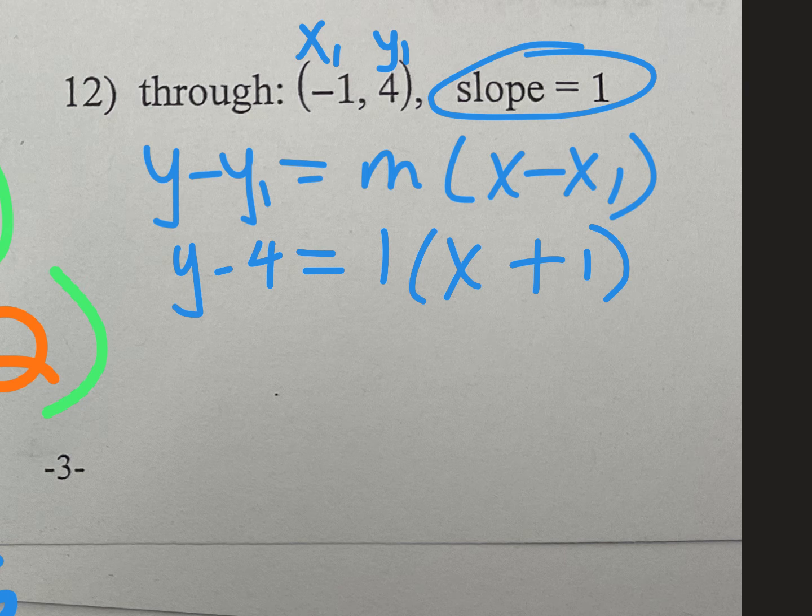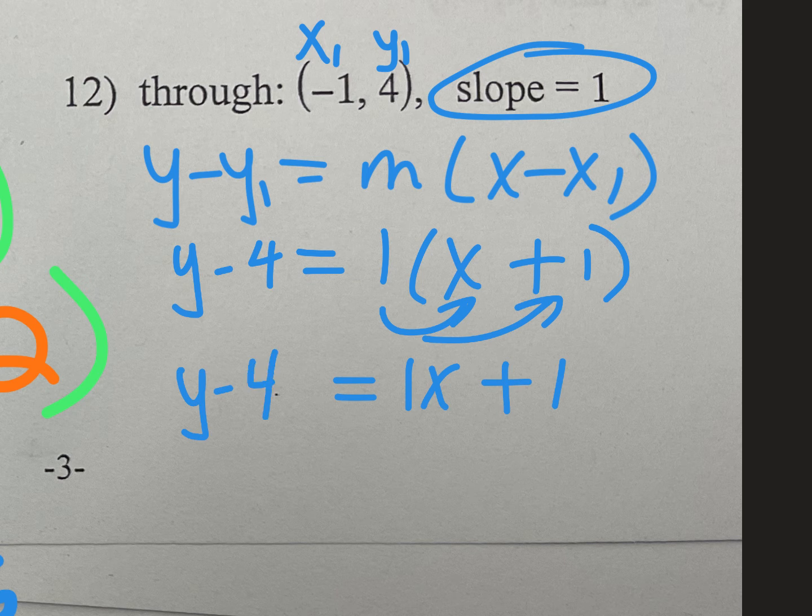So when you distribute to switch it over to slope-intercept form, 1 times x is just going to be 1x. 1 times 1 is just going to be 1. And then I need to get that y by itself. So how would I cancel out that -4? With a +4.